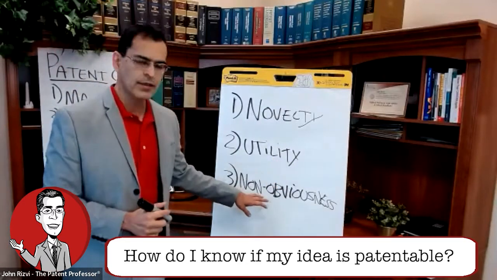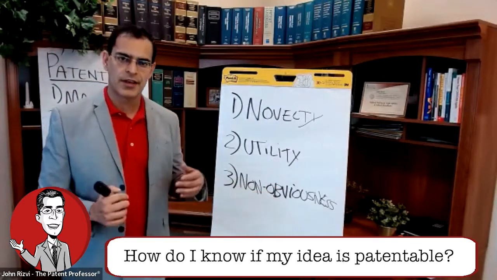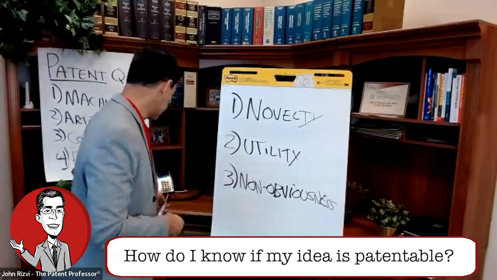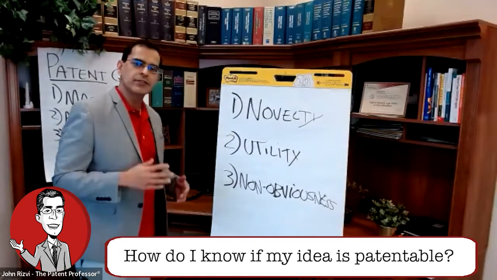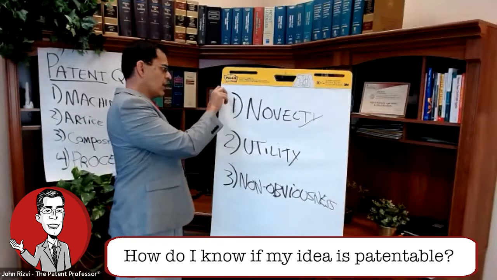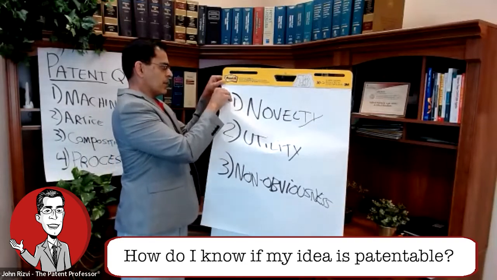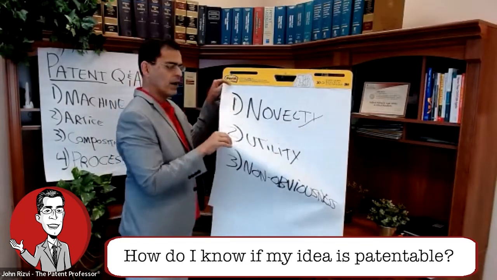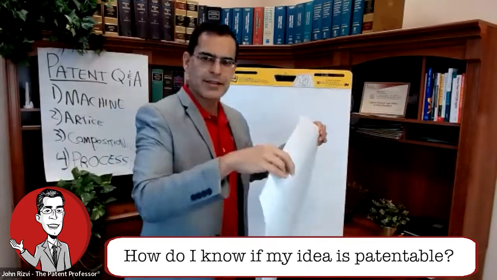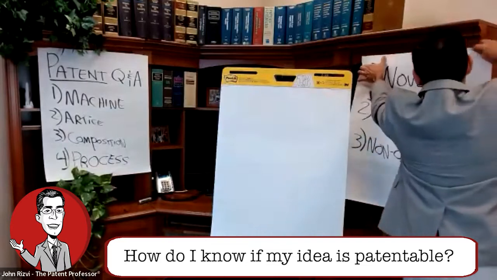And then finally, non-obviousness. Even if your idea is new, and this is what a lot of people are confused by, you can't necessarily get a patent just because it's new if a patent examiner believes that the idea is obvious. So we might come back to this one. Let me just put it up right here.